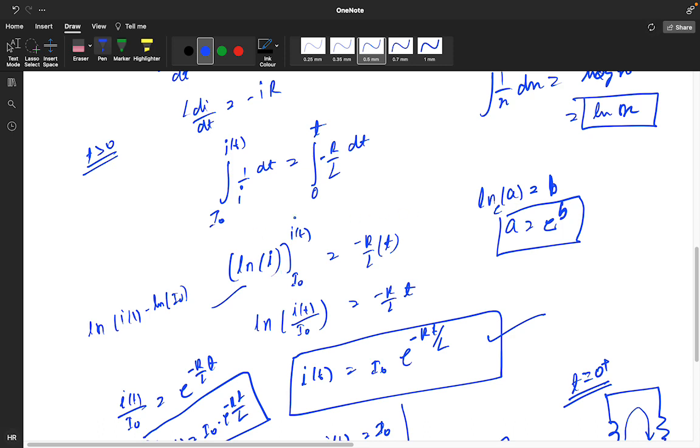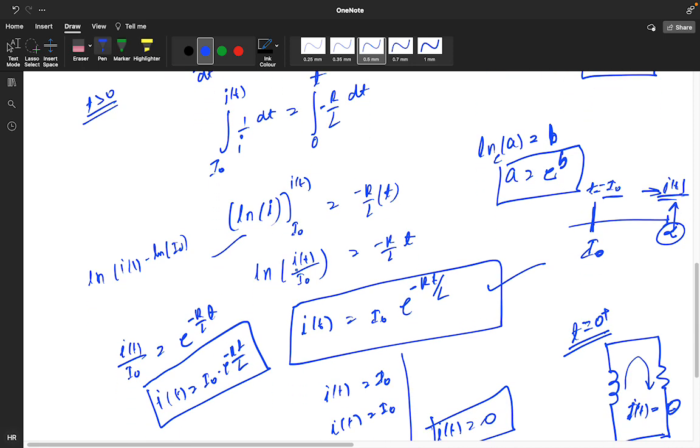And my initial current, the integration is working from my initial current. We know at t equals 0 minus, we got the value I naught, and it's going up to infinity, but we don't know the value of the current at infinity. So I am considering I of t. So from I naught to I of t I am deriving these equations. That's why I have taken I naught and I of t.